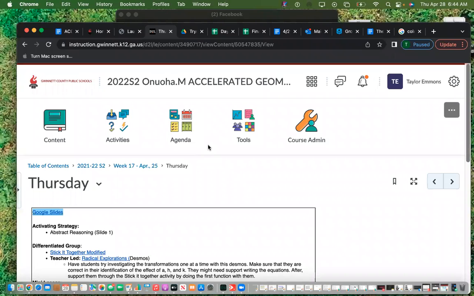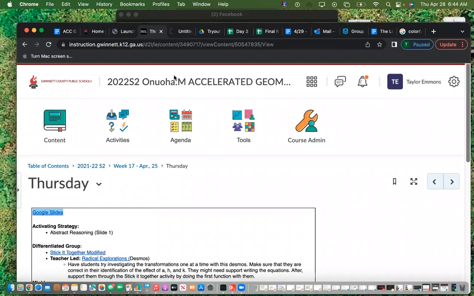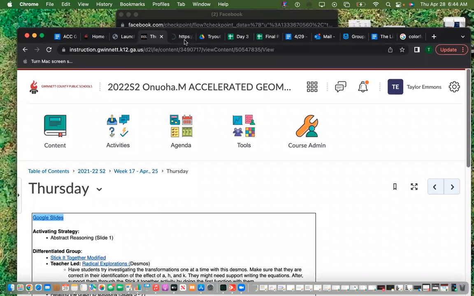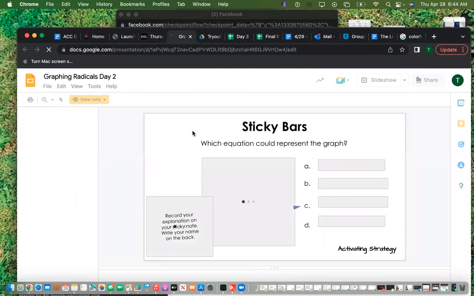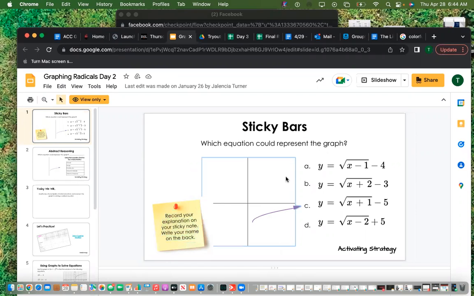All right, so happy Thursday. So we're going to get started on some stuff that I think you've already seen. Hopefully this week has just been kind of review. Great. You don't have to worry about actually writing your name on a sticky note or anything like that. Which equation could represent the graph?